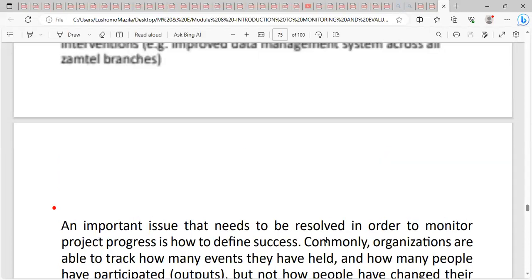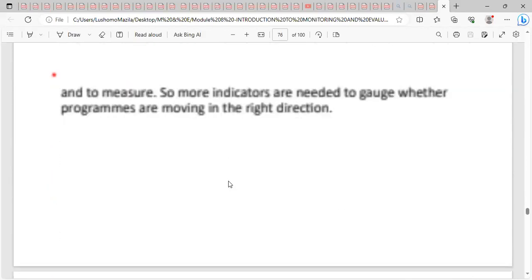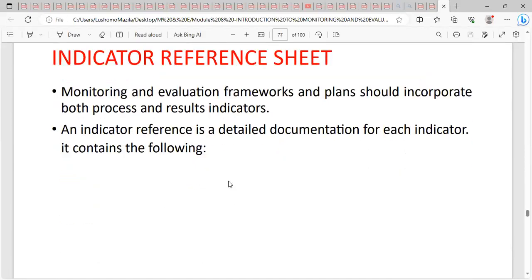that's why from here, we are looking at the improved data management system. So most of the indicators on the impact, we are no longer looking at the numbers, but the reduction of incidents, the increase, the improvement, just such kind of words. Those are the words which you are using, because these are long term. We're no longer concerned with the numbers, but we are now concerned about the long-term effect of that program's intervention. I hope that is clear, unless there is any question.